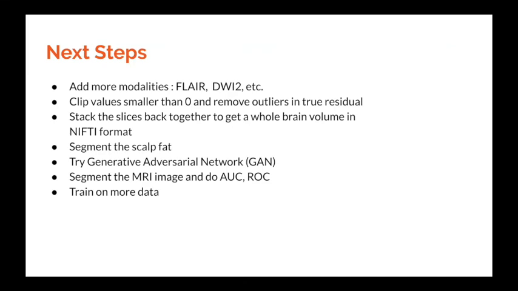Next steps. We would like to add more modalities like FLAIR, DWI, and so on. We would like to clip values smaller than 0 and remove outliers in the true residue. We will stack the slices back together to get a whole brain volume in negative format. We will try to segment the tumor. We would like to try some different architectures like GAN. We would like to segment the MRI image and do AUC and ROC, and we would like to train on more data. Thank you.